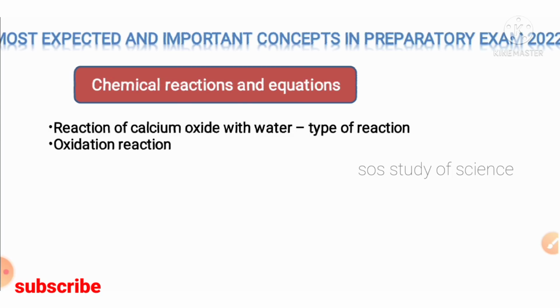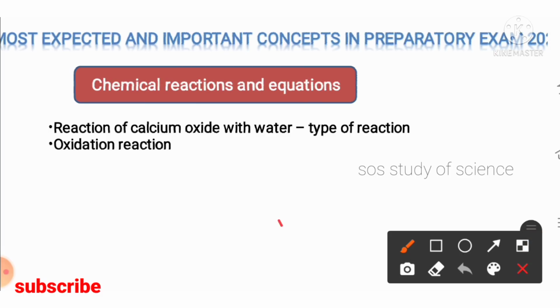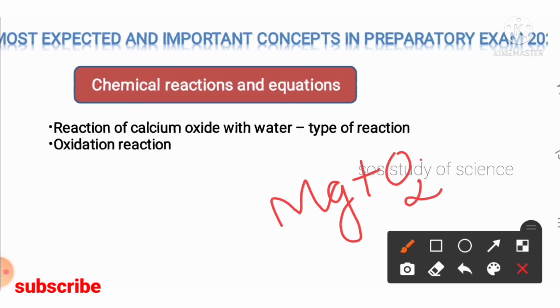Next, you want to know the definition of oxidation reaction, and how to represent it. That means you want to know a chemical equation related to oxidation reaction. A very simple example is burning of magnesium in the presence of oxygen, which gives rise to magnesium oxide. I have already told about this in the activity based question part also.